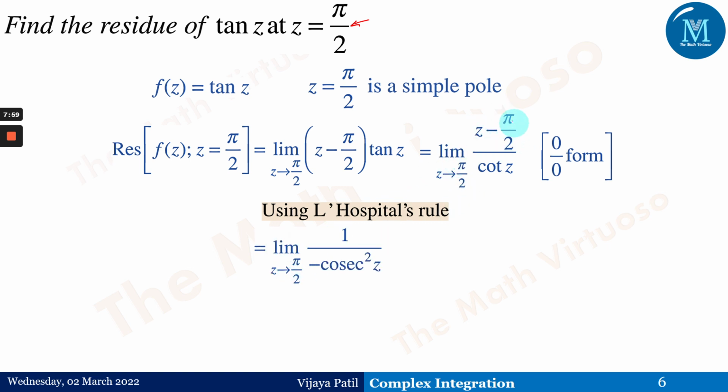Differentiation of the numerator with respect to z gives us 1. Differentiation of the denominator, that is cot z, is nothing but minus cosec square z. Therefore, just putting the values in the limit as z tends to pi by 2, we get the value minus 1 for this particular residue, the residue of tan z at z equals pi by 2.